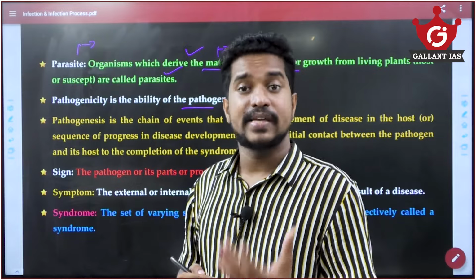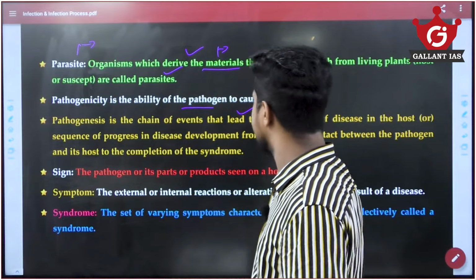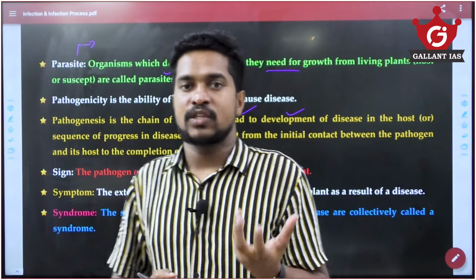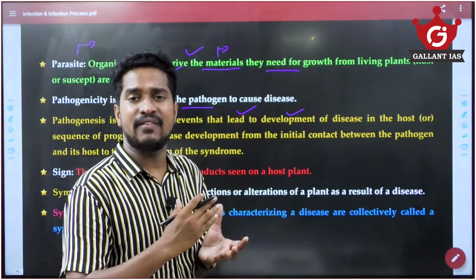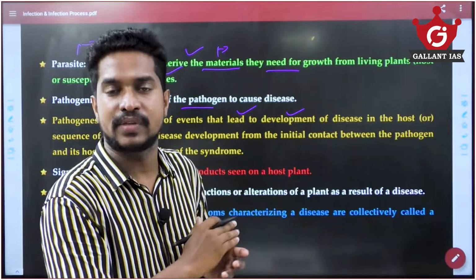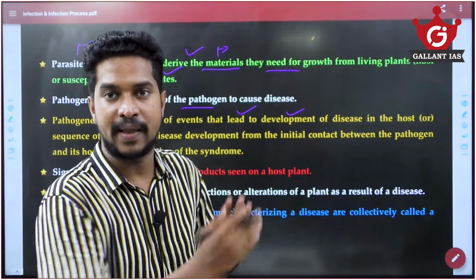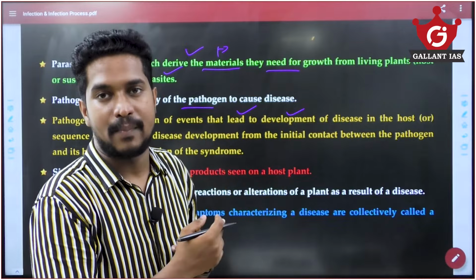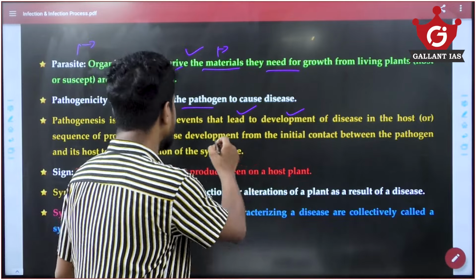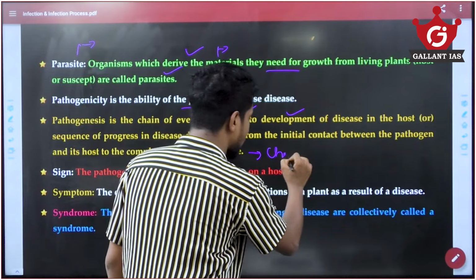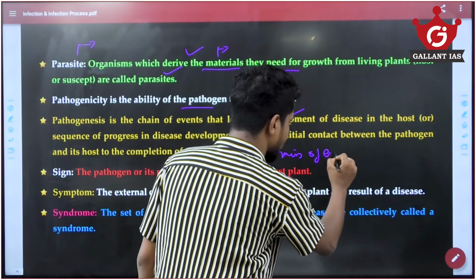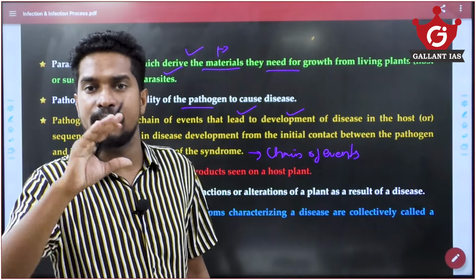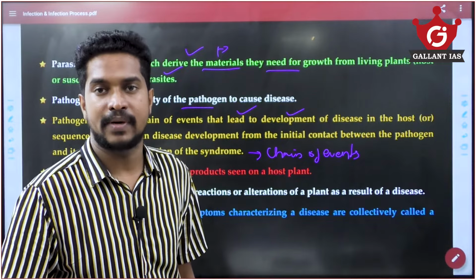Pathogenesis means the chain of events, a series of events from the initial contact to the symptom expression. That entire process is what we call pathogenesis.